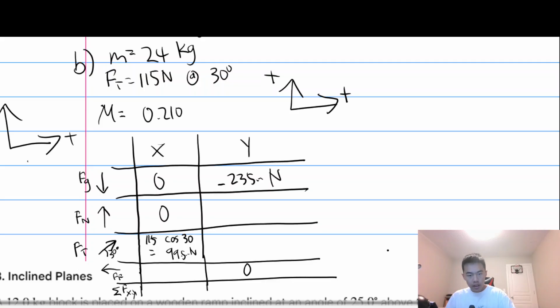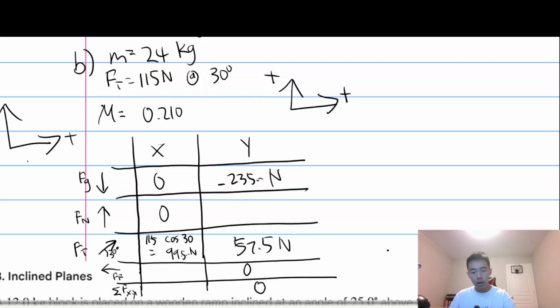newtons. And our y would be 115 sine 30, which would be 57.5 newtons. And one thing we know, actually I forgot another 0. In our sum, in our net force, y would be 0, because the box is just moving. Like, the rope is pulling the box, but the box is not moving up. It's only moving side to side. So that means that there's no net force acting on the y-axis. So this should be 0.